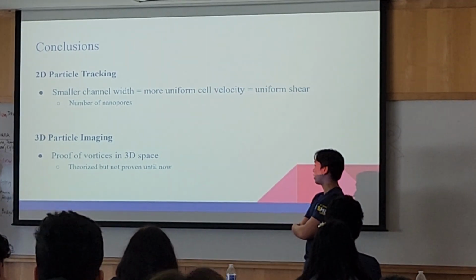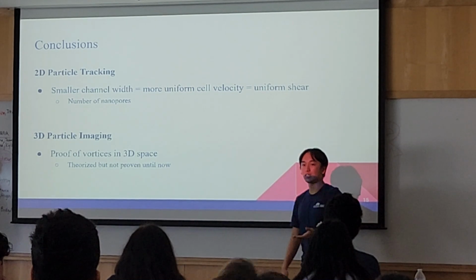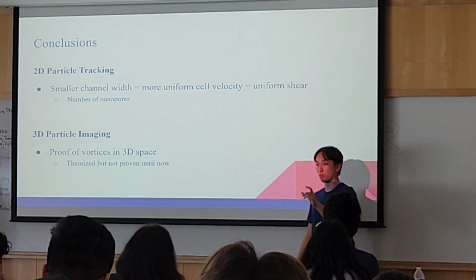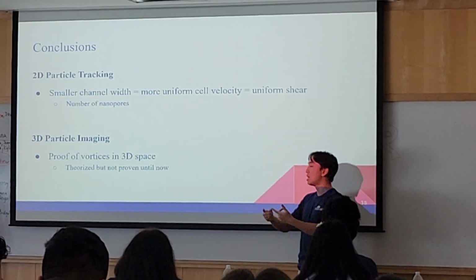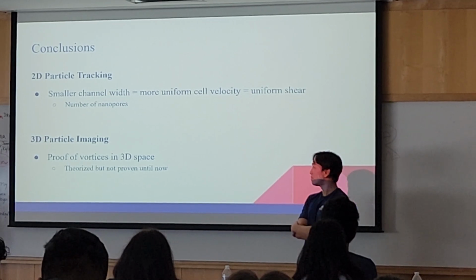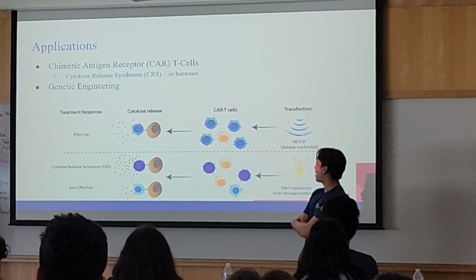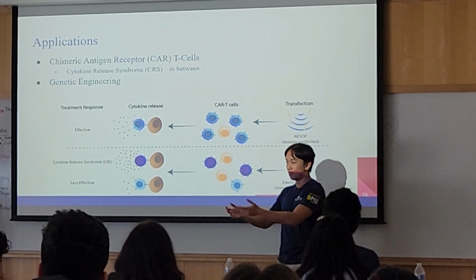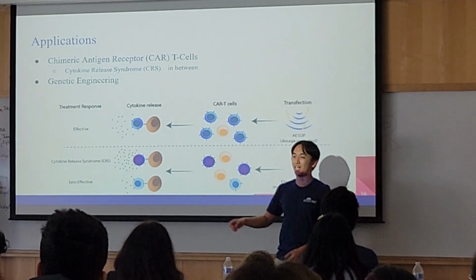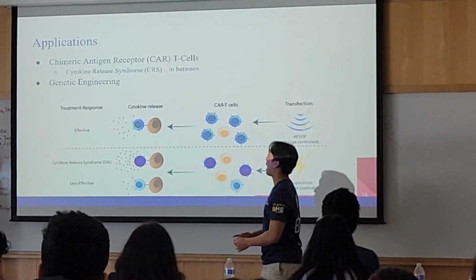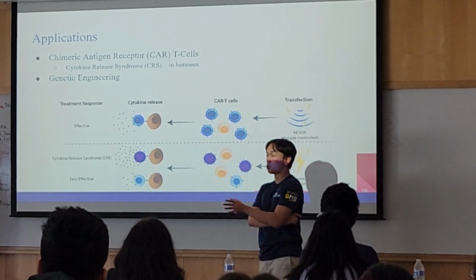And for the 3D particle imaging, again, it was just a proof of concept. This is the first time that they were actually able to see the 3D vortices moving in the x-axis, and that was new to the lab. But after all that, I'm sure some of you are wondering, okay, you put cells and beads into a little washing machine. Now, what does it do? In terms of application, this can actually be used to treat cancer.